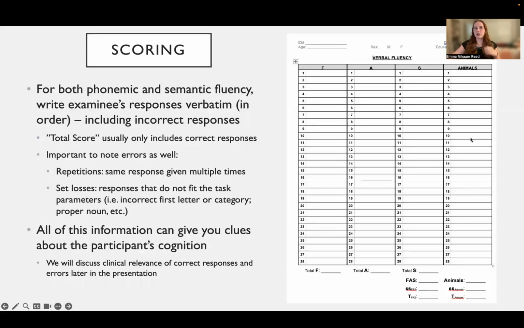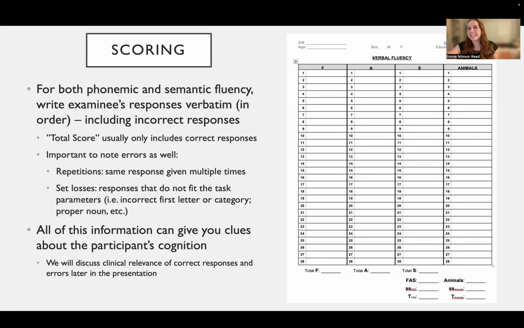So let's go a little bit into scoring. For both phonemic and semantic fluency, what you want to do is write the examinee's responses verbatim in order, including any incorrect responses. So if they give you, for example, a word that doesn't begin with the right letter, you're still going to write it down. Or if they give you a proper noun, you're still going to write it down. This is an example of a scoring sheet that I got from Dr. Hannah Lindsay, who works with me at the TBICC.